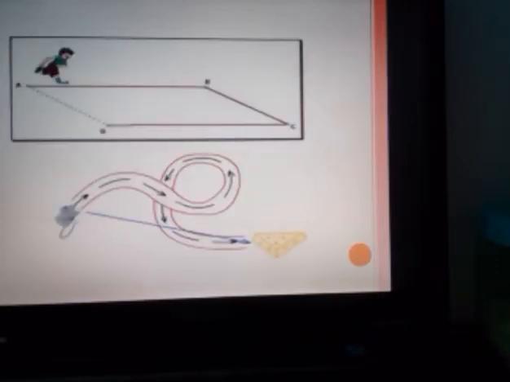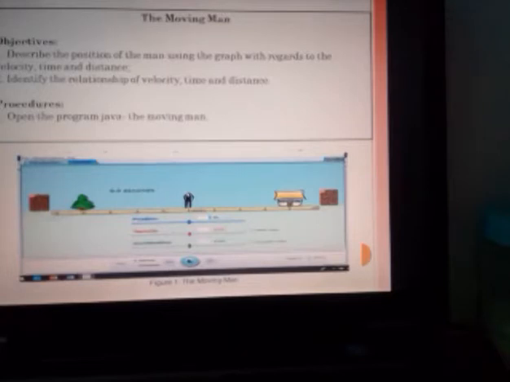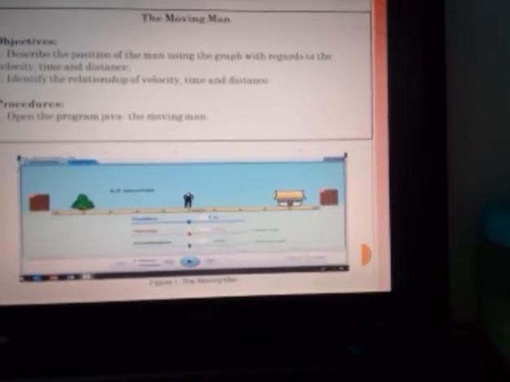Now we already know the difference between distance and displacement. We shall proceed to the next activity entitled The Moving Man. There are two objectives here. First is to describe the position of the man using the graph with regards to the velocity, time, and distance. Second is to identify the relationship of velocity, time, and distance.